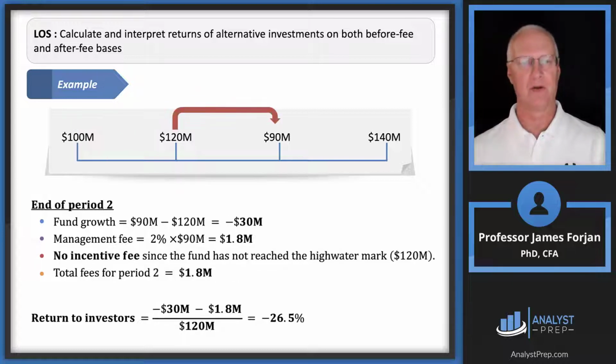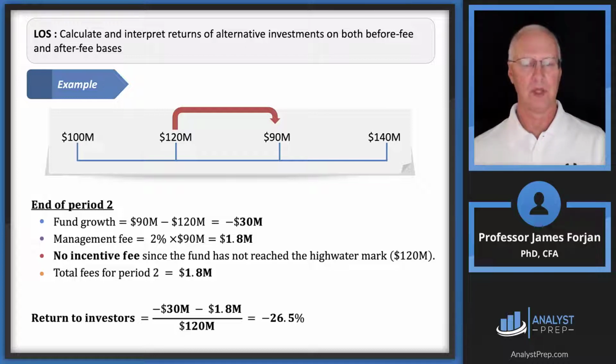How about the second year? Oh boy, we lose 30 million, right? We went from 120 down to 90. So my 2% management fee is going to be 2% of the ending value, right? The 90 million. So that's 1.8 million. There is no incentive fee. And so I'm paid as the fund manager just a total of 1.8.